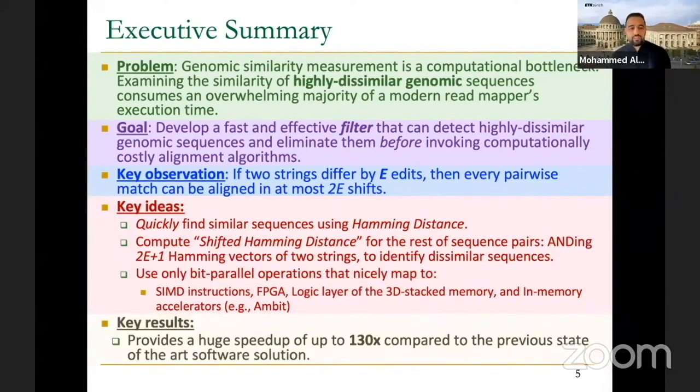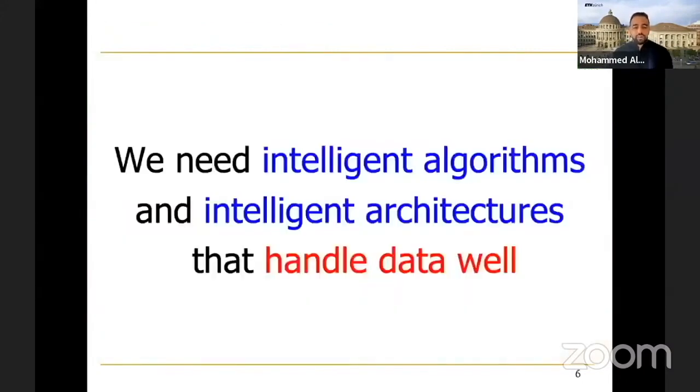And the key results are really very good, providing a huge speedup of up to 130x compared to the previous state-of-the-art software solution. Of course, if you compare it to the state-of-the-art software solution, you will find this speedup ratio is a bit lower than this, because the software at that time was very slow. We are talking about 2016, 2017 here.